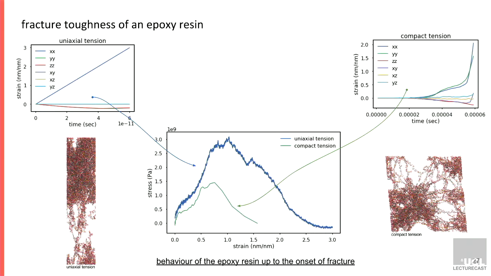If I show you again the stress-strain curves from the beginning, the blue one is for uniaxial tension and the green one is for the compact tension in the most loaded direction. What you see is that the fracture toughness you would derive from a pure uniaxial tension is massively overestimated compared to the area under the green curve that you would get from a compact tension test. That's it.